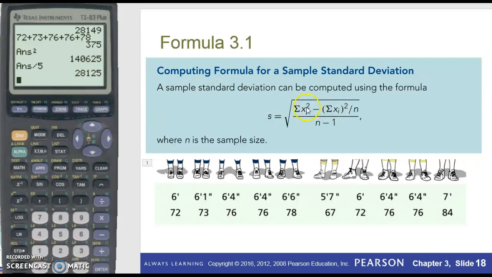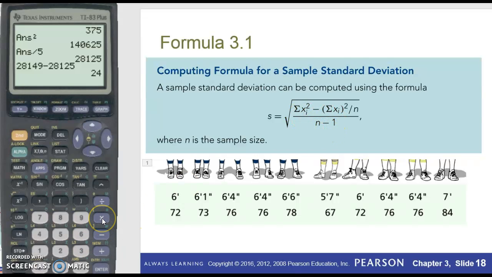Well, according to this formula, what I'm going to do to find the standard deviation is I would take my original number, which is the sum of all the squares, that's 28,149. And then I'm going to subtract the number that I got here, which is the average of the square of all these numbers squared, which is 28,125, which is 24. And then I'm going to take 24 divided by n minus 1.